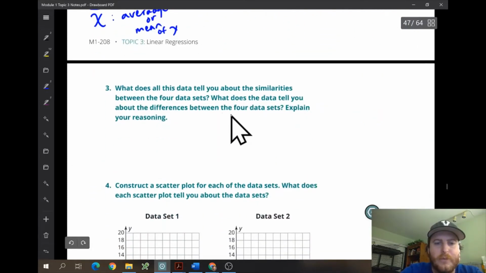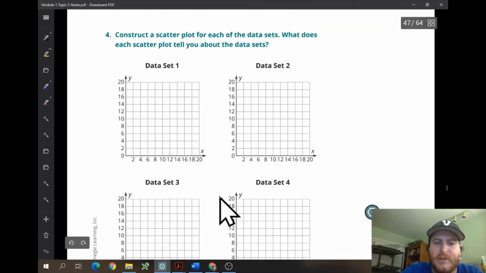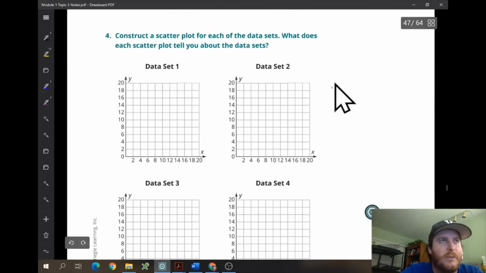So what does all of this data tell us about the similarities and the differences in our data? Well, they had the same regression equation and the same mean, the same average, but they had very different graphical shapes. So next we're asked to construct a scatter plot and think about what the scatter plot says about our data. You don't need to plot this. We're just going to look at the Desmos graphs.